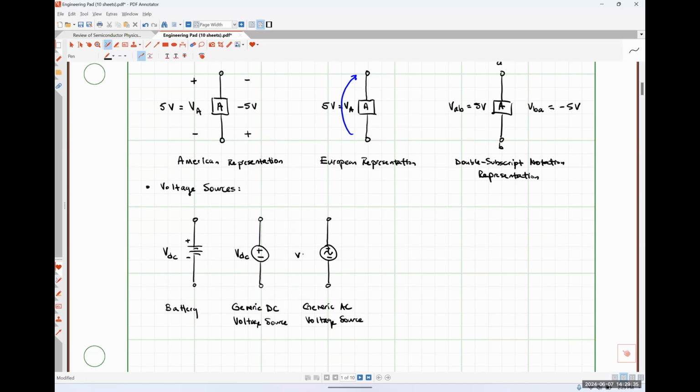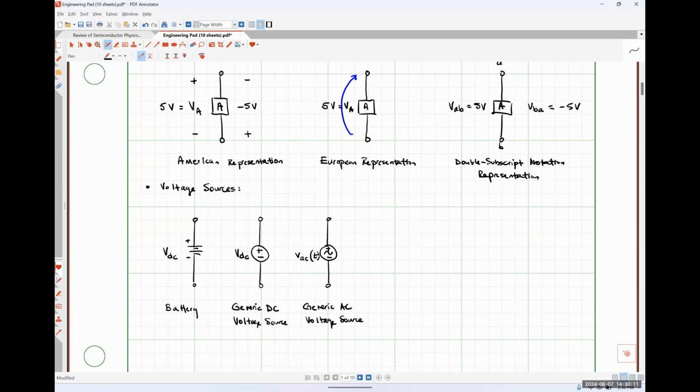So we might see its magnitude effectively represented as v_AC, all lowercase letters, as a function of time. One thing I want to point out here: whenever I write a symbol in capital letters, that typically means it is a DC quantity. And whenever I write a symbol in lowercase letters, that typically means it is an AC or time-varying quantity. I won't always adhere to that, but I will try to.